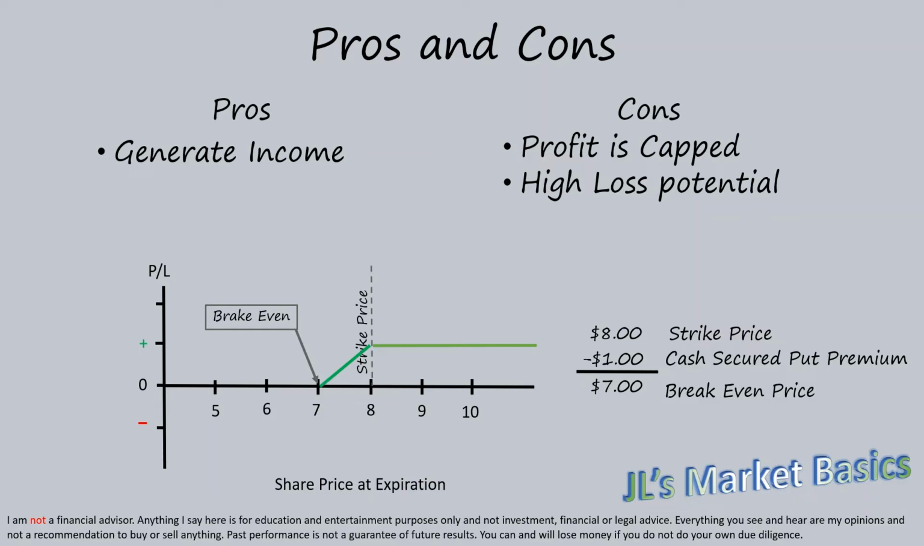If it trades below $8, the contract is in the money and you could be assigned to purchase 100 shares at $8 per share. If it trades below $7, you could be assigned to purchase 100 shares and incur a loss in the difference between your break-even price and the current share price.